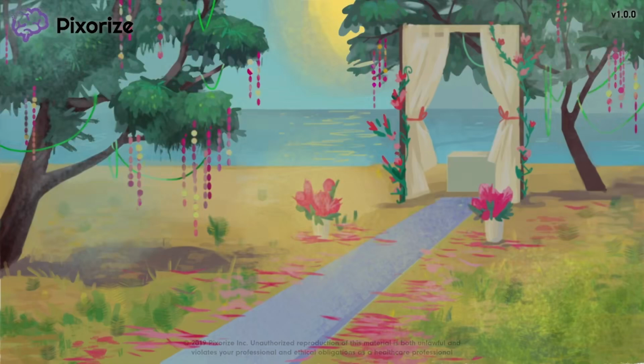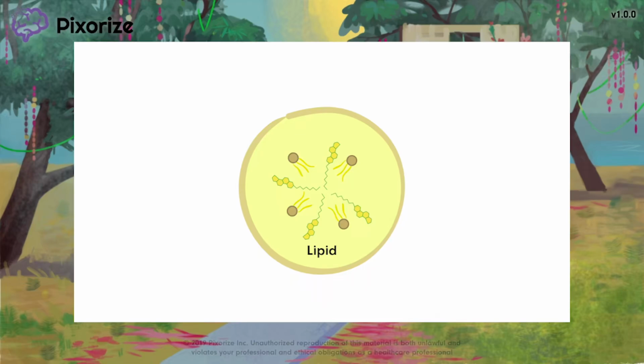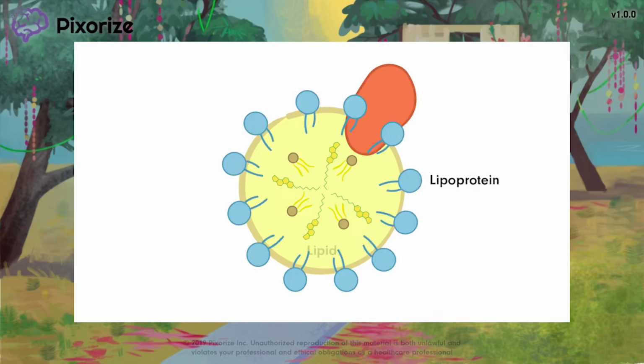The blood is primarily composed of water, which means that lipids, which are hydrophobic, cannot dissolve in it. The body therefore needs an alternate way to transport lipids, and to accomplish this, the body uses lipoproteins. Lipoproteins are fat transport particles. They have a hydrophobic interior, where they can store lipids, and a hydrophilic exterior, making them soluble in the blood.